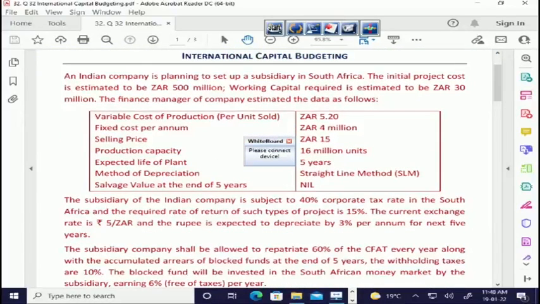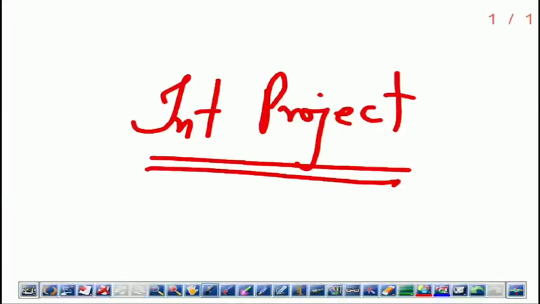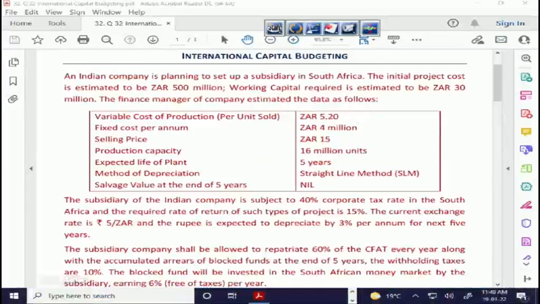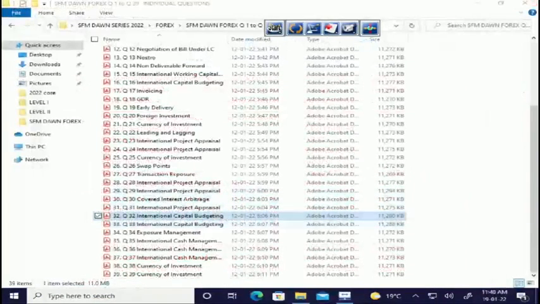Question number 32. Although I must have spoken fast, the hints that you got are sufficient for you to pick up the sum. So 31 and 32 are very good sums. 31, especially 32. Up till now, the best sum is 32.